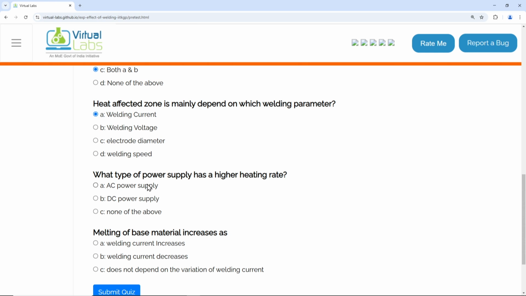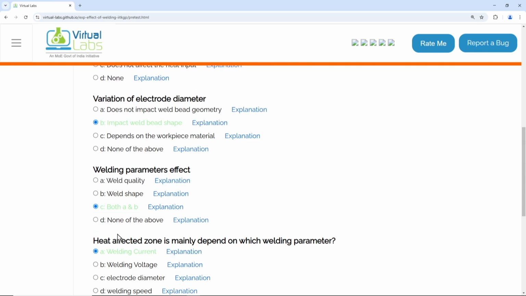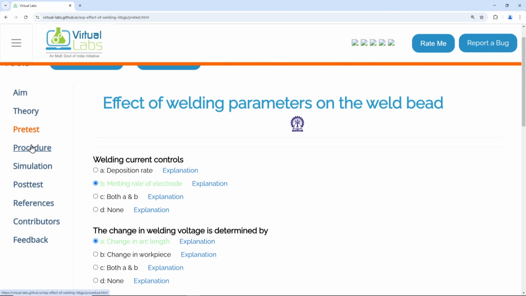What type of power supply has higher heating rate? For higher heating rate, DC power supply is used. As the welding current increases, the melting of the base material increases. It does not happen on the variation of welding current. I'll submit the quiz and I'll now come to the procedure.